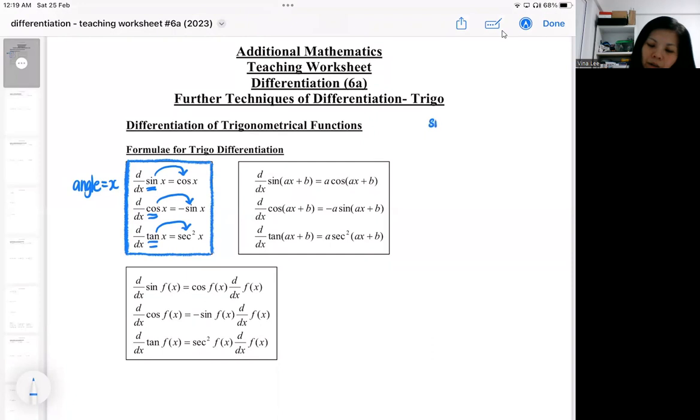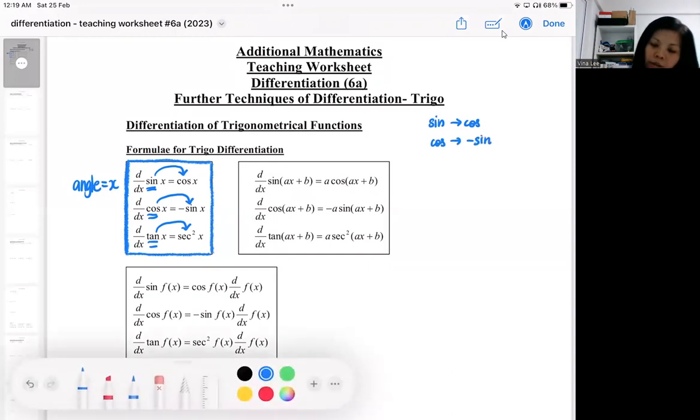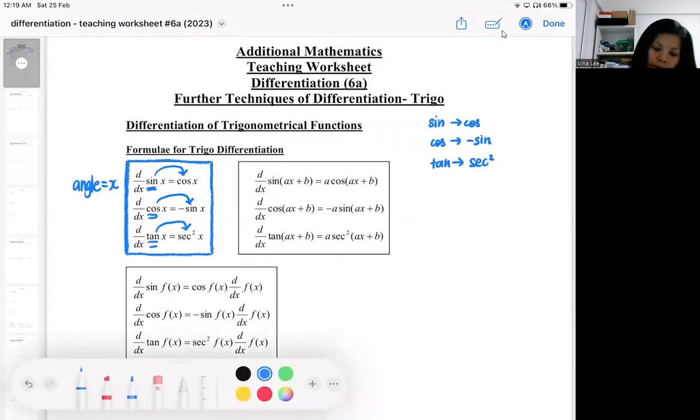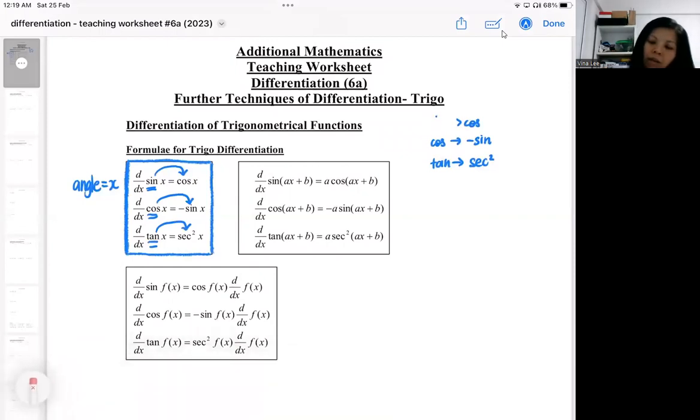In my head, it's always like that. Sine becomes cosine because it's a differentiation formula. Cosine becomes minus sine because that's also a differentiation formula. And then tangent will become a secant square. So in my head, that's how the formula works. The only difference is whether the angle is x or whether the angle is not x.